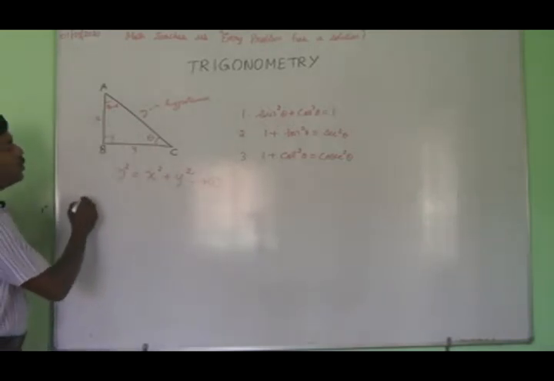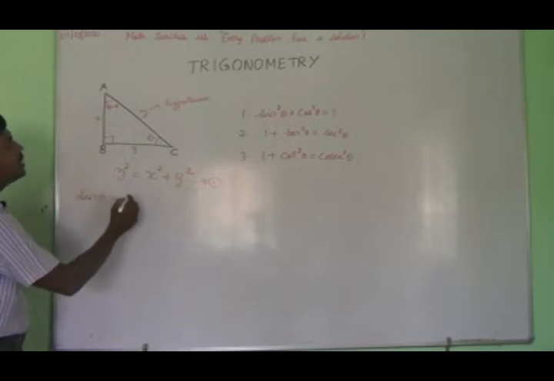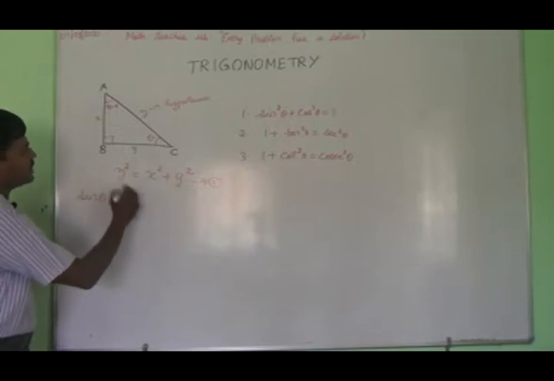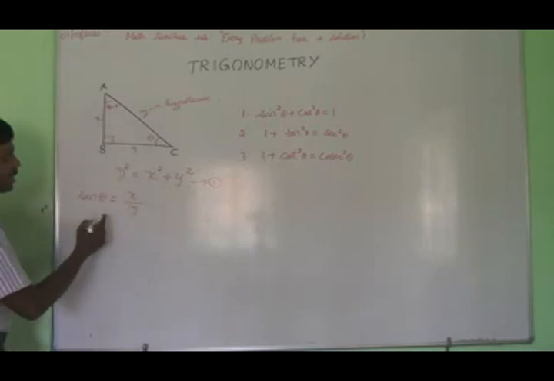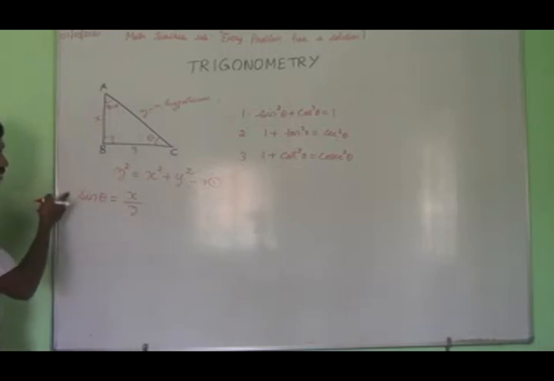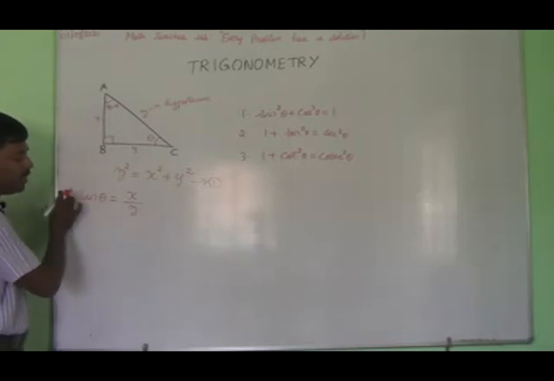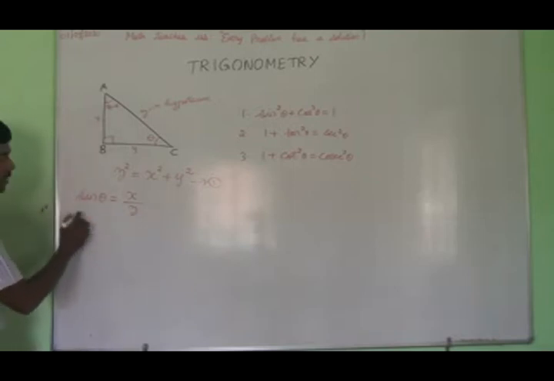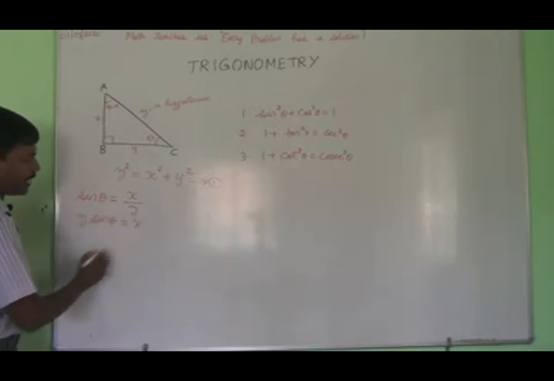In this triangle, let us find out sine theta again, just as we found earlier. So sine theta is equal to opposite side by hypotenuse, so x by z. Let me bring this z to the other side. Whenever a number goes from one side to the other side, if it is in the denominator, it has to be written in the numerator. So z into sine theta would be your x value.